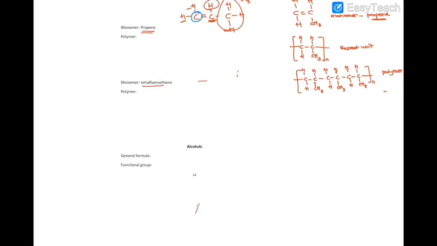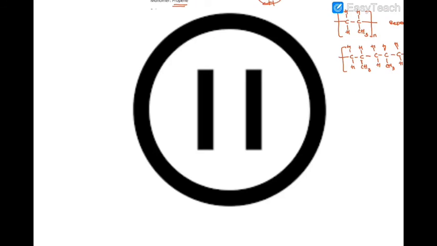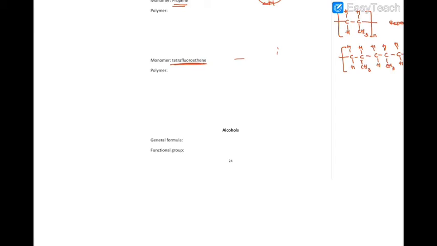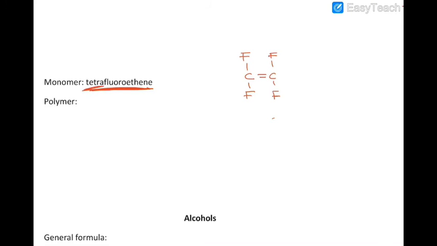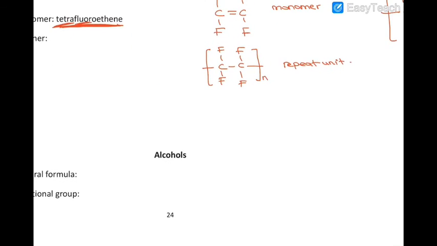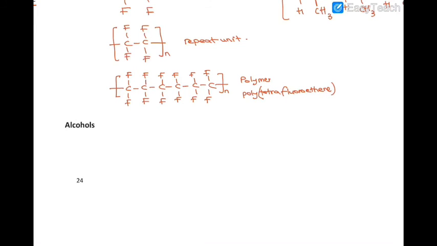Then you have one last example, tetrafluoroethene. Try to do this one on your own, pause the video, and then you check your answer. Now tetrafluoroethene, tetra means 4, fluoro means fluorine, so 4 fluorine in the ethene molecule. That's the monomer. Here you have the repeat unit, and here you have the polymer, polytetrafluoroethene with 3 repeat units. Do not forget to put the continuation brackets and the end.